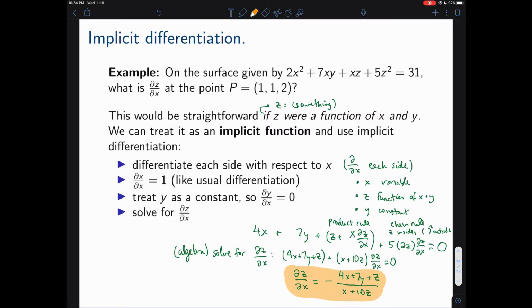So if you are comfortable with implicit differentiation in single variable calculus, this is essentially the same, just with partial derivatives. We're treating y as constant, there's just an extra variable, but then it's just a constant anyway, and it gets back to being pretty similar to the implicit differentiation in single variable calculus.